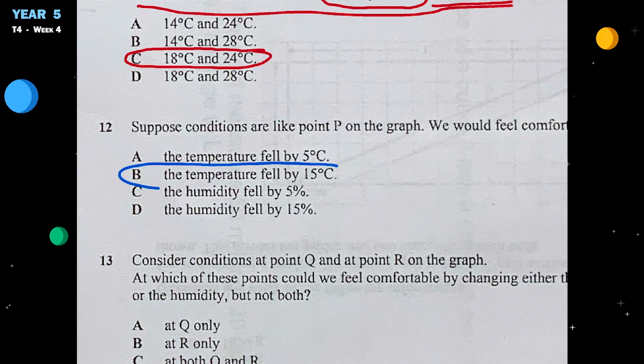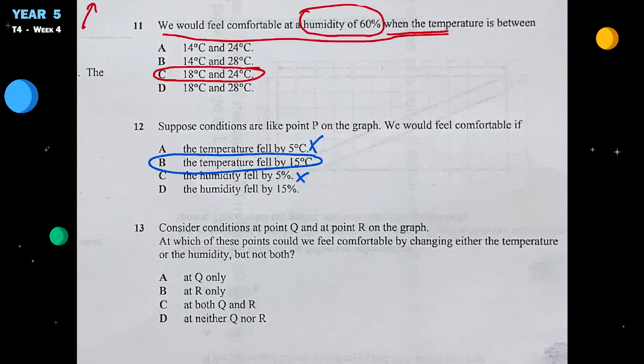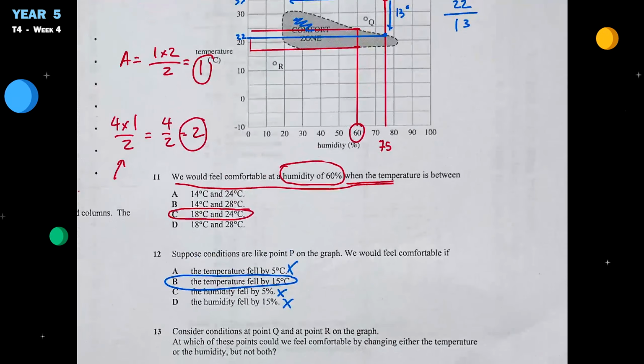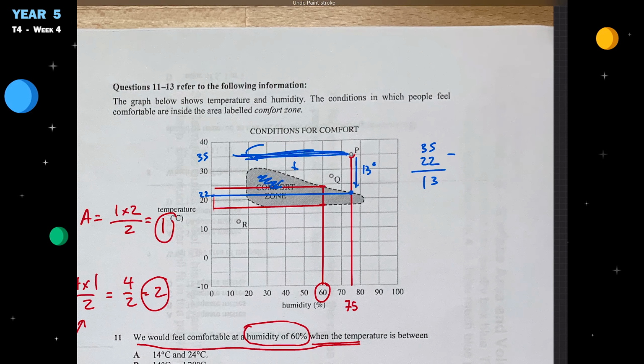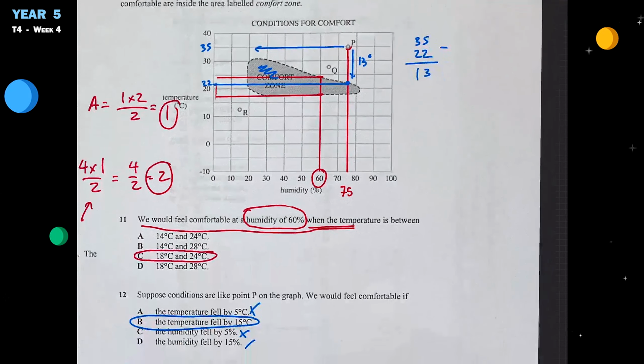Not enough. The humidity fell by 5 and humidity doesn't matter. No matter how much you drop the humidity, it will never hit the comfort zone, because the comfort zone is all the way down here. See, you can drop the humidity all you like. Your temperature is just too high for anybody to be comfortable. So this is just understanding graphs.